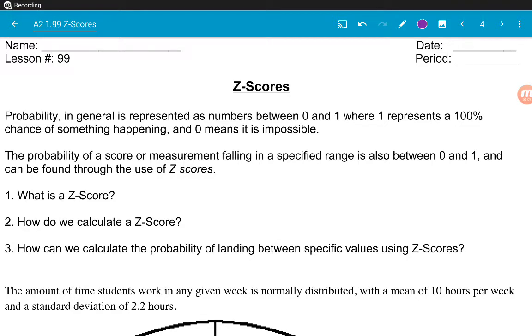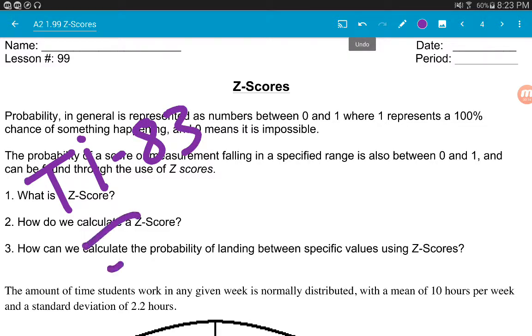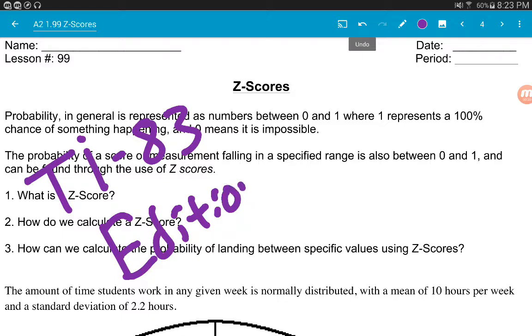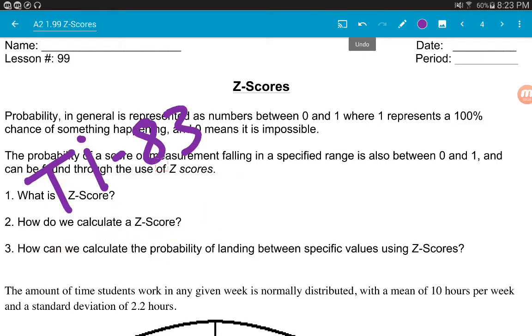Okay, this is a video on lesson 99, z-scores, but this is a specific edition for the TI-83 style, the TI-83 edition. If you have a TI-83 style input for the normal CDF, this is going to be very helpful for you. Let's go through the notes real quick.